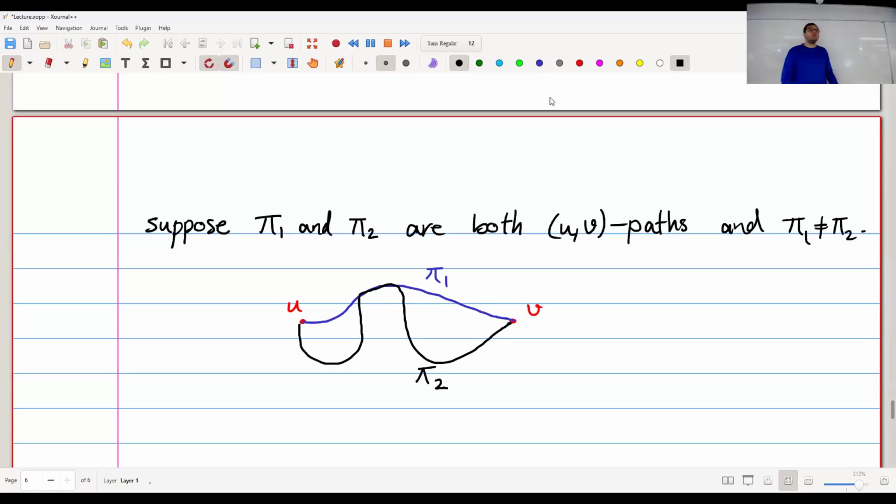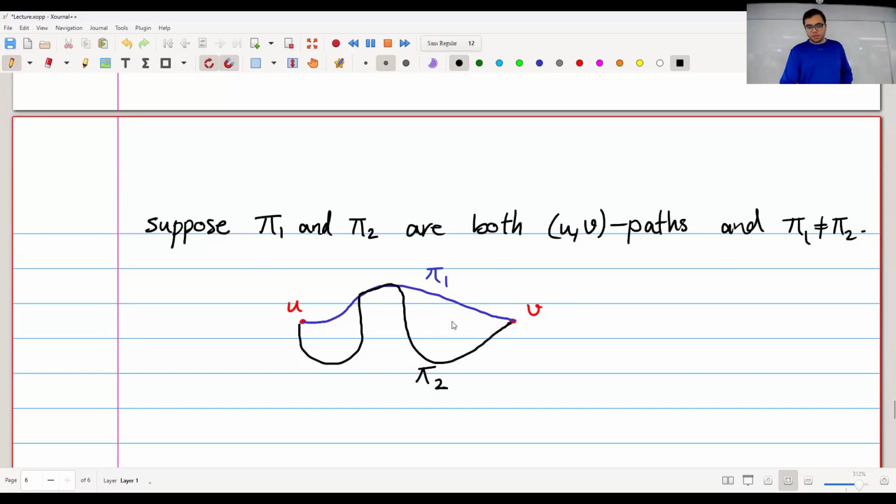Right? But I have two different paths between U and V. But if this is the case, then I can just put these two paths together. So start from U, take P1, go to V, and then take P2, go back to U. This is going to give me a closed walk. And we've already seen that every closed walk includes a cycle. So there's definitely going to be a cycle, but the cycle is not necessarily all of P1 and P2.